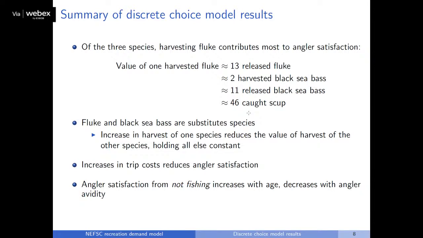We also found that fluke and black sea bass are substitute species. So an increase in the harvest of one species reduces the value of harvest of the other species, holding all else constant. We also found that increasing trip costs reduce angler satisfaction, which conforms to economic intuition. And lastly, we found that angler satisfaction from not fishing increases with age and decreases with angler avidity. So in other words, older anglers are less likely to go fishing, whereas anglers who are more avid, measured by the number of trips they took in the last year, are more likely to choose to go fishing. So just from this choice experiment, we can extract a lot of information about the market for rec fishing and the trade-off anglers are willing to make between different trip attributes.